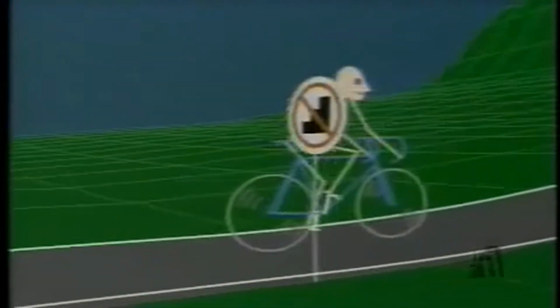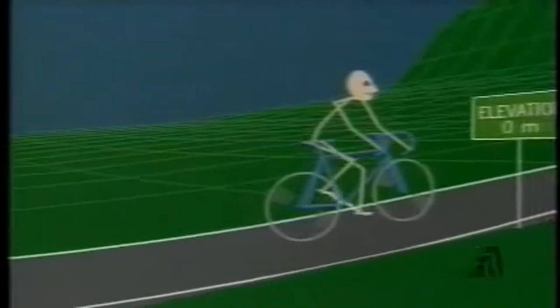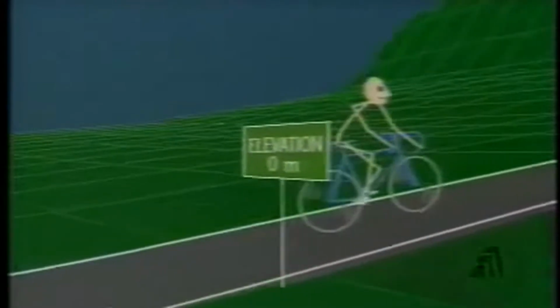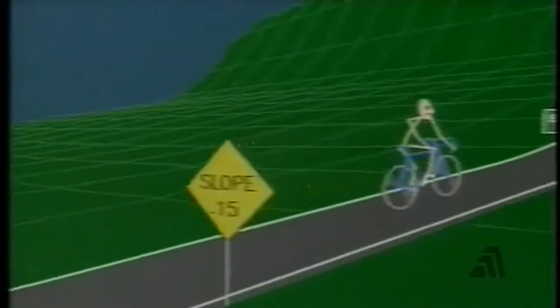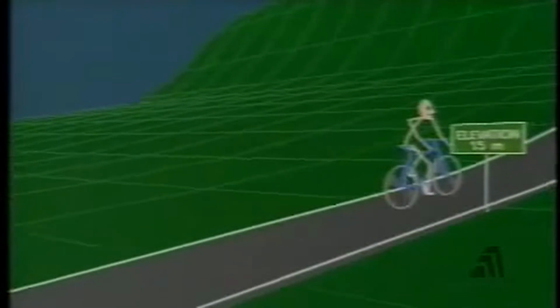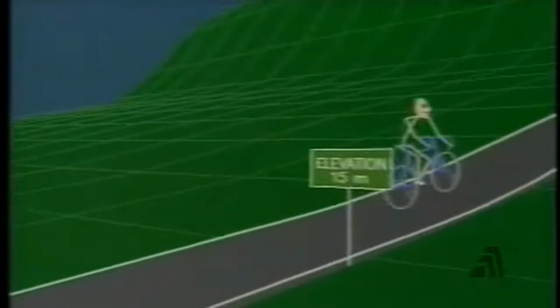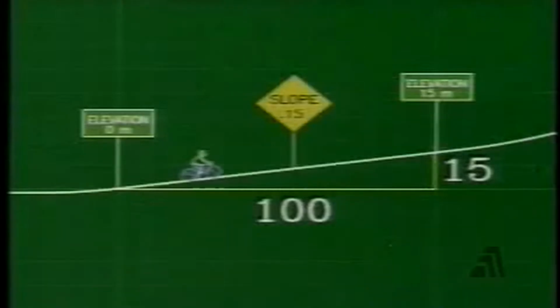Consider the factor of steepness. On the incline, the steepness is the ratio of the change in elevation to the change in horizontal distance. This ratio, a number, is called the slope. For example, suppose the elevation of an incline increases 15 meters every 100 meters.